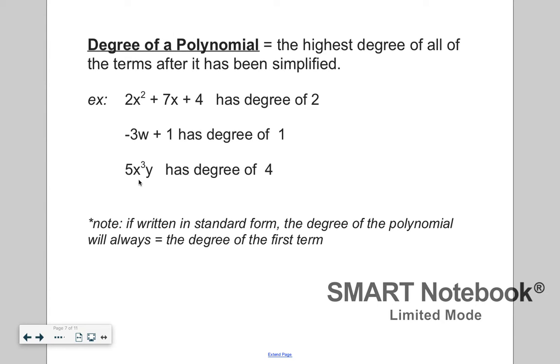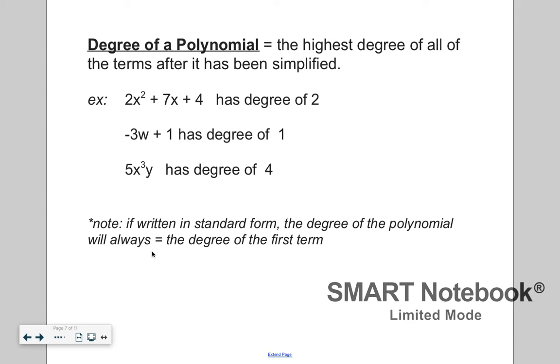I just threw this in here to remind you that with monomials, when you're finding the degree of a monomial, you have to add any variables that are part of that term. So this would have a degree of 4. If this monomial were part of a polynomial, the entire polynomial would have a degree of 4.